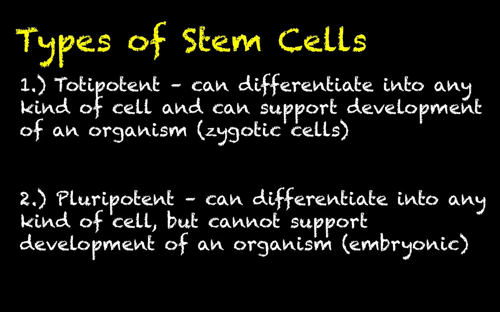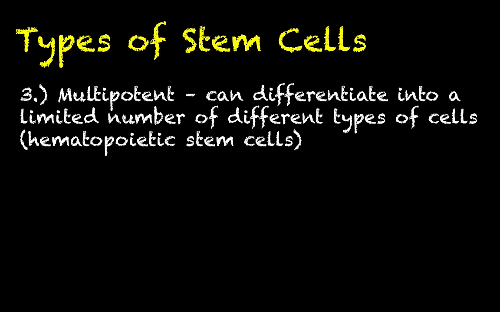Pluripotent stem cells are also very high in potential. Pluripotent stem cells can differentiate into any kind of cell in the body, but on their own they are not sufficient to support the development of an organism. A good place of finding pluripotent stem cells is in an early developing embryo. Multipotent stem cells have less potential. They can differentiate into just a limited handful of different types of cells in the body, and a good example of these are hematopoietic stem cells, which we will provide an example of here in just a moment.